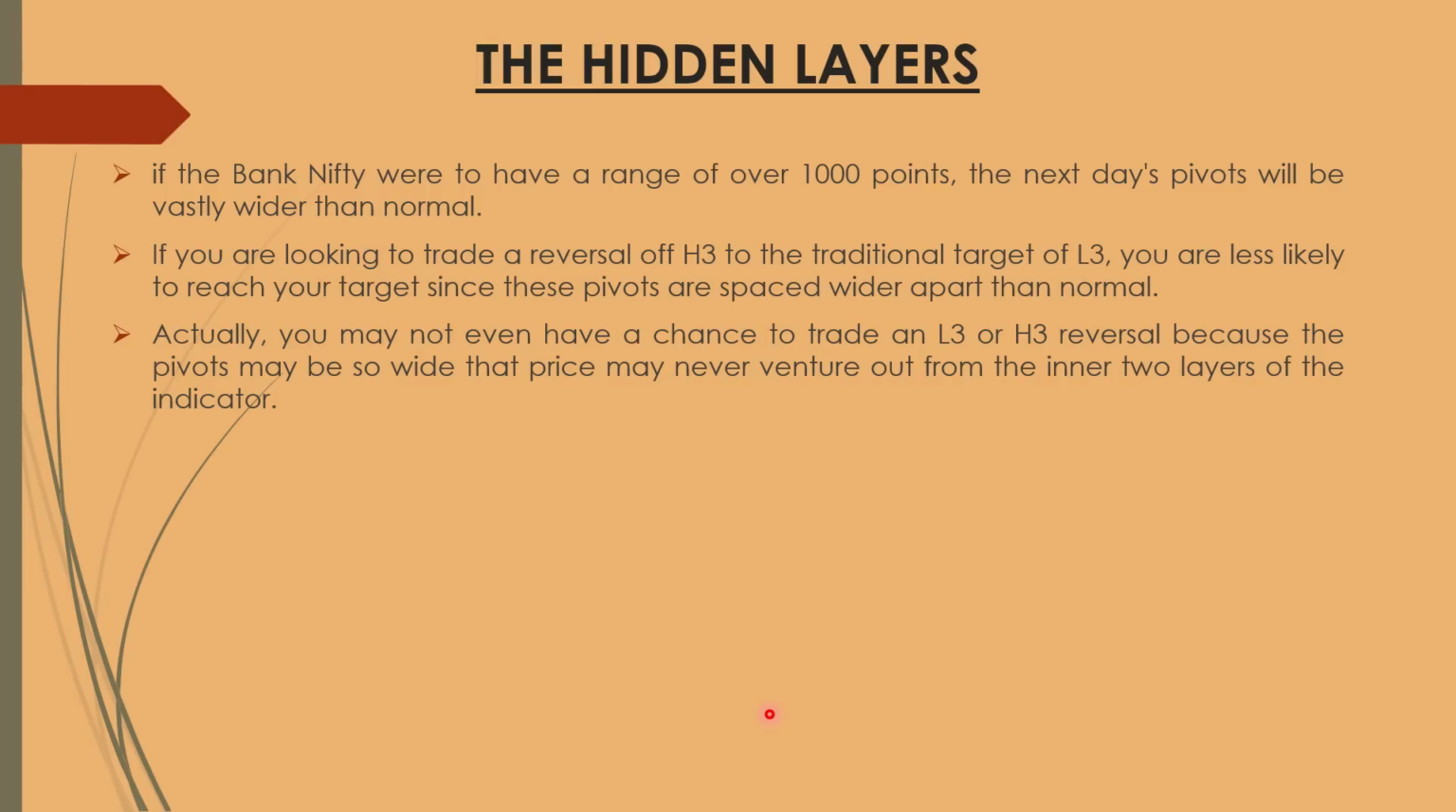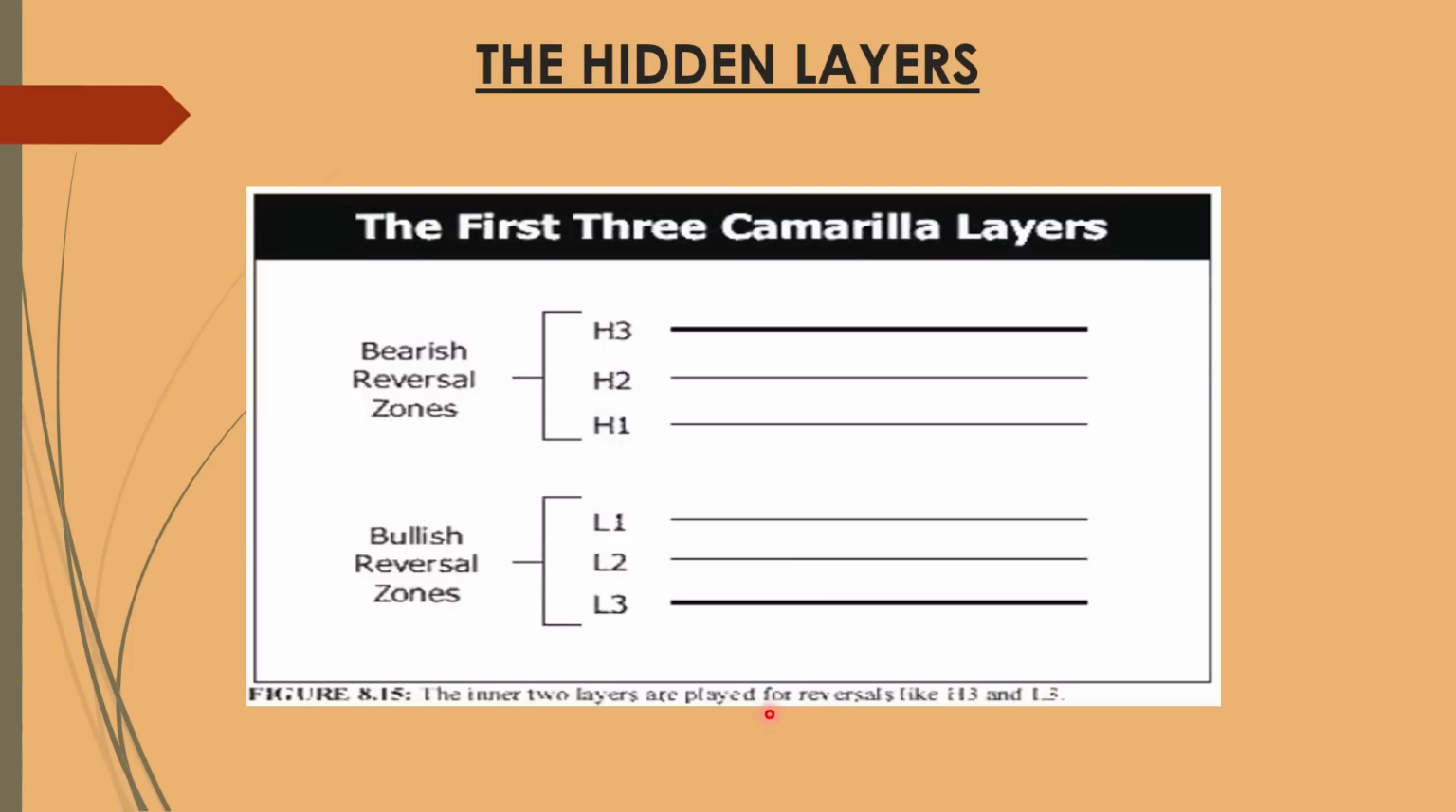If the Bank Nifty were to have a range of over 1000 points, the next day's pivots will be vastly wider than normal. If you are looking to trade a reversal at H3 to the traditional target of L3, you are less likely to reach your target since these pivots are spaced wider apart than normal. Actually, you may not even have a chance to trade an L3 or H3 reversal because the pivots may be so wide that price may never venture out from the inner two layers of the indicator. These are the first three Camarilla layers.